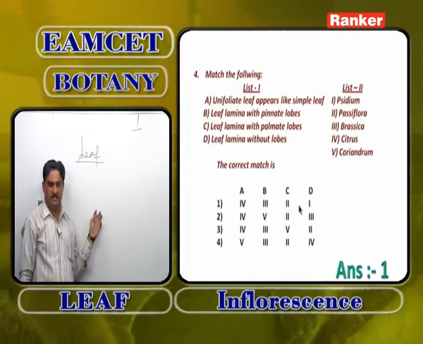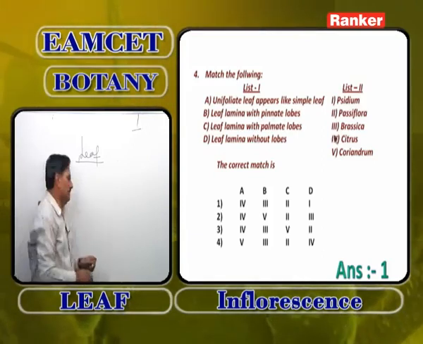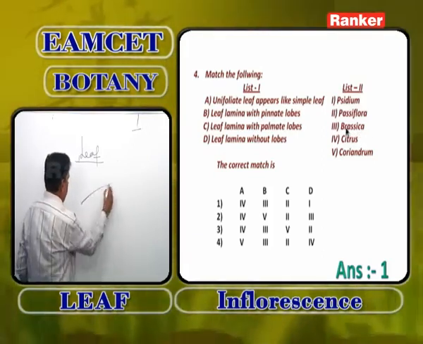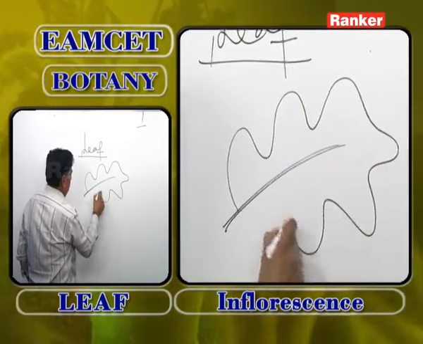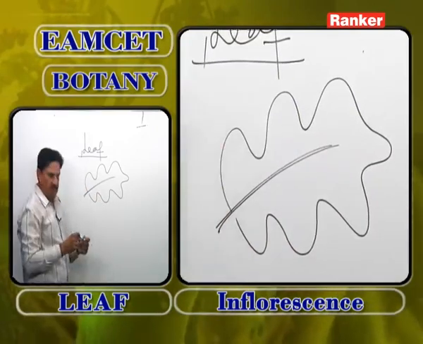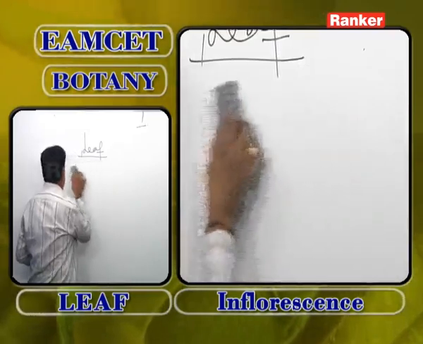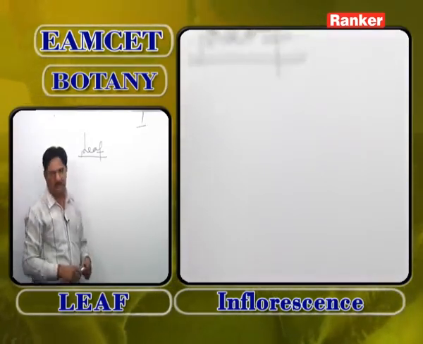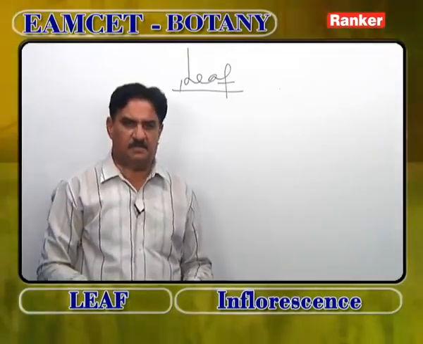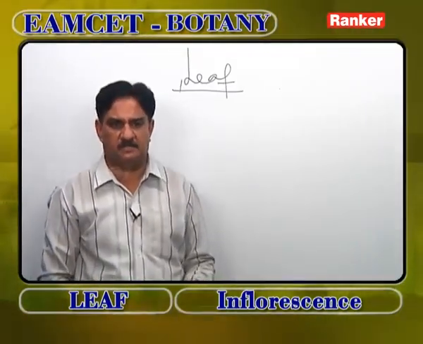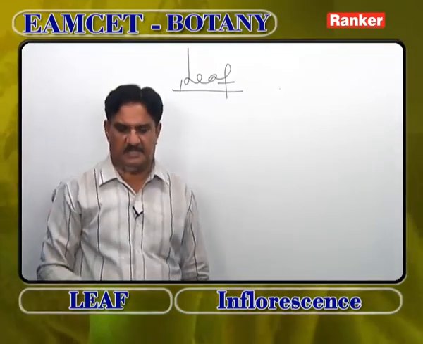Unifoliate leaf appearing like a simple leaf is citrus. Leaf lamina with pinnate lobes is brassica. What is a pinnate lobe? Suppose this is the midrib. Lobes will be like this, and their number is equal on both sides of the midrib. This is called a simple leaf with pinnate lobes. Simple leaf with palmate lobes means the leaf lamina shows lobes which resemble fingers in a palm, passiflora. Leaf lamina without lobes means all the leaves are simple without any lobes. Example, Psidium.